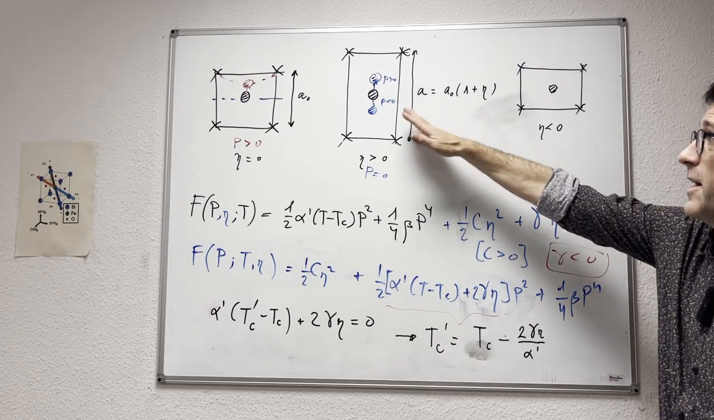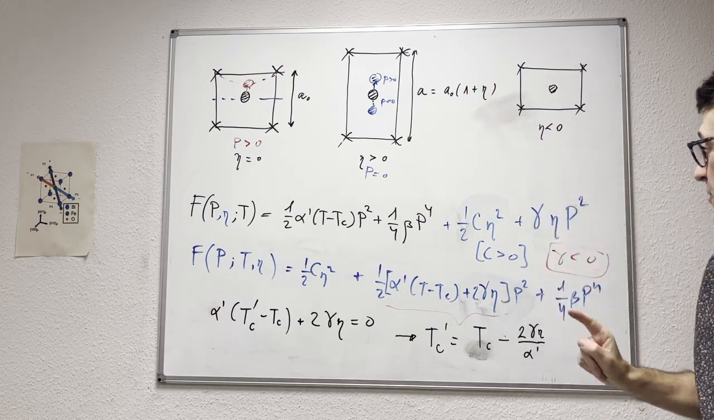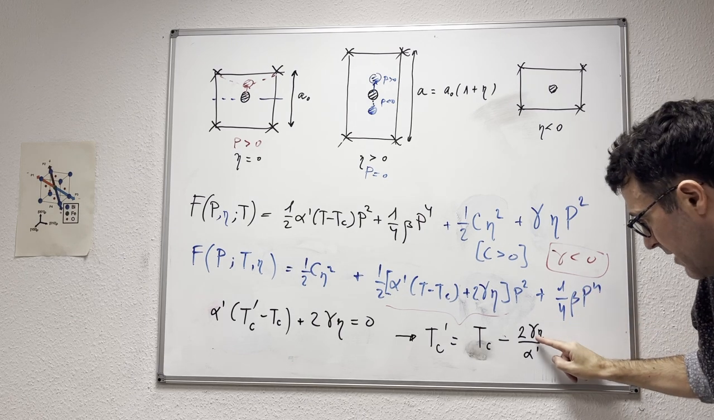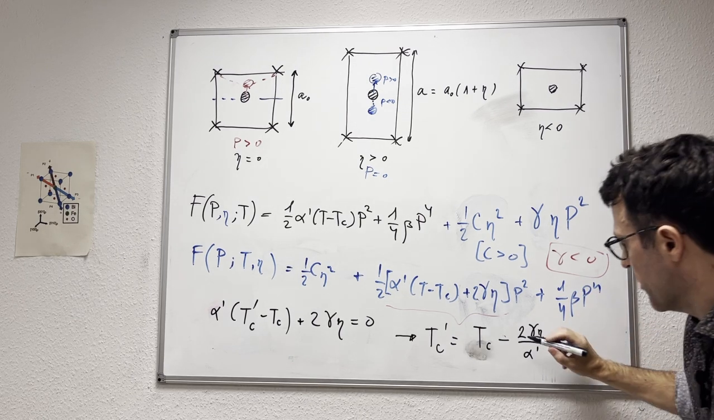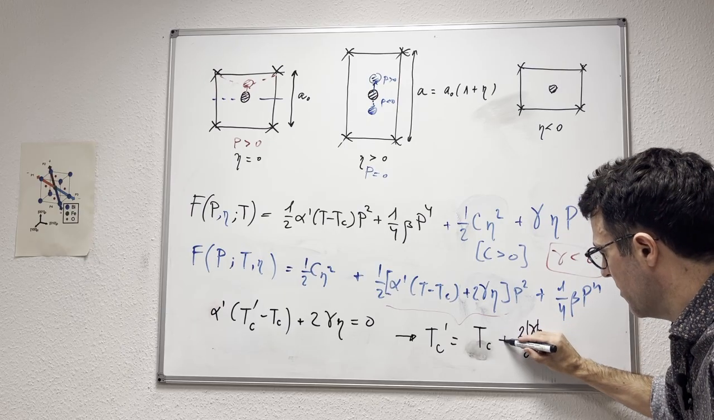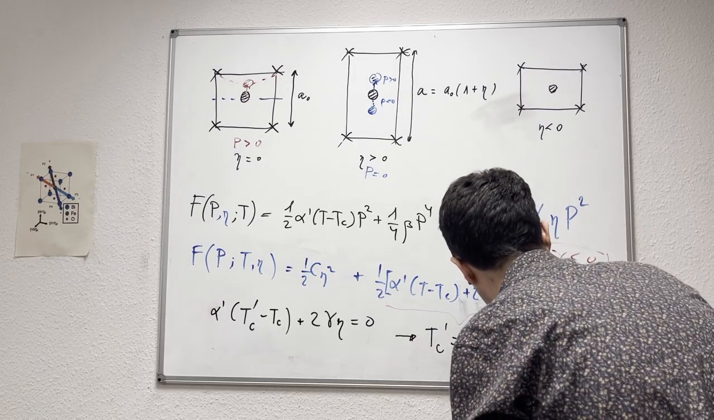Remember, from our argument about the physical nature of the strain polarization coupling, we had deduced that this coupling constant has to be negative. Okay, so gamma is negative. Just for emphasis, let me write it like this. Let me put here the absolute value of gamma and put here a plus. Okay, just to make it easier to see.